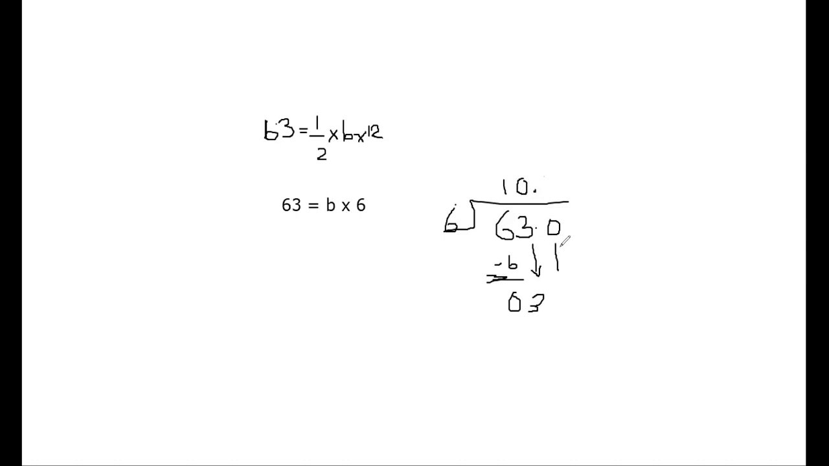Now bring down the 0, that's going to give you a 30. So 30 divided by 6 is going to give you 5. So 6 fives are going to give you 30, right? So your answer has to be 10.5. Okay, I'm not going to do anything more than that. So your answer for this question needs to be 10.5.